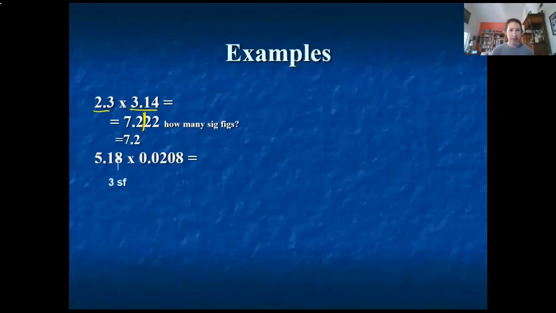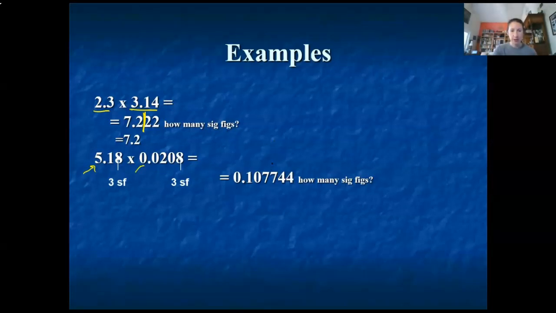How about our next one? That's what my calculator says. How many significant figures? What should my actual answer be? So this one has 3, and this one has 3, so I need to have 3. So when I do this, I'm going to draw my line. What does the 7 say to do? Right, the 7 says round up. So when I do this, I get 0.108, right? And this is what I mean by your calculator doesn't know significant figures.